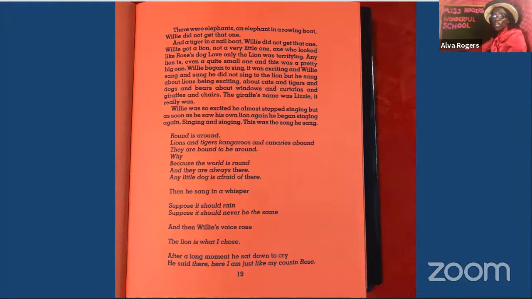Round is around. Lions and tigers, kangaroos and canaries abound. They are bound to be around. Why? Because the world is round and they are always there. Any little dog is afraid of there. And he sang in a whisper. Suppose it should rain. Suppose it should never be the same. And then Willie's voice rose. The lion is what I chose. After a long moment, he sat down to cry. He sat there. Here I am, just like my cousin Rose.